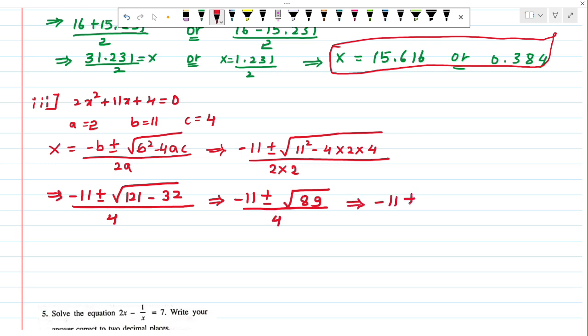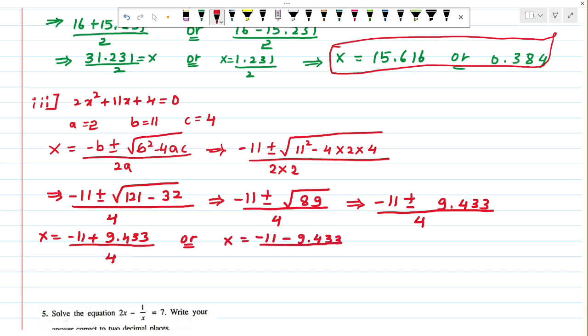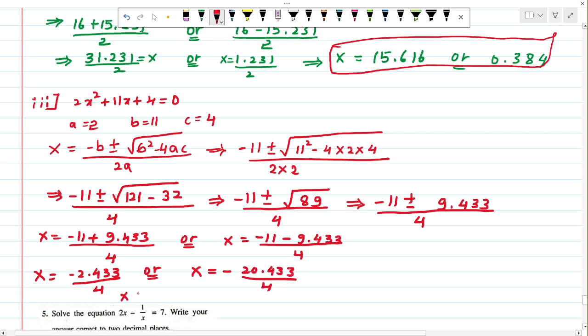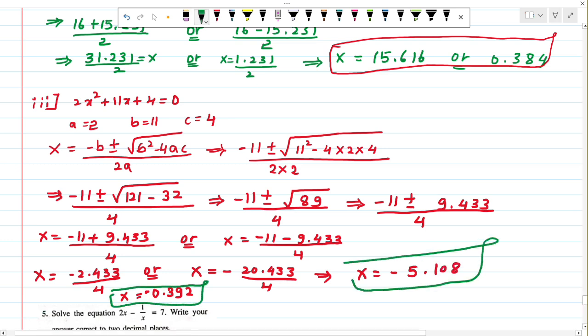So what is the value of root 89 here? 9.433 divided by 4. I'll get the two possibilities: x equals minus 11 plus 9.433 divided by 4, or x equals minus 11 minus 9.433 divided by 4. So x can be written as minus 1.567 divided by 4, or x equals minus 20.433 divided by 4. Dividing by 4, I'll get x equals minus 0.392, and the other value becomes x equals minus 5.108. So these are the two values: x equals minus 0.392 and x equals minus 5.108.